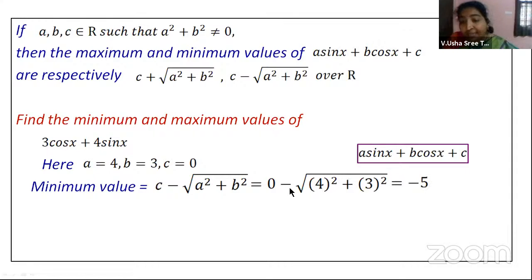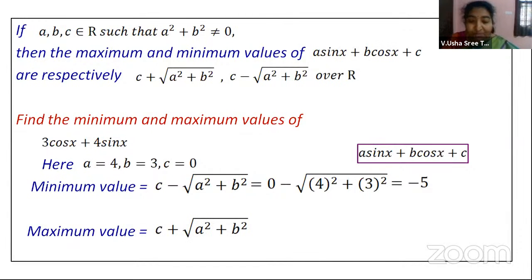5 with a minus sign outside. Of course, under the root, you cannot have any negative value. That you have learned when we were discussing the functions topic. Now, the maximum value, C plus root of A square plus B square.